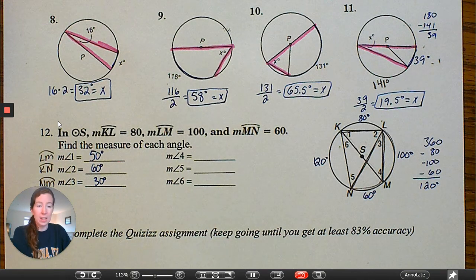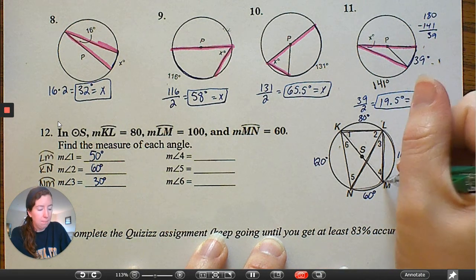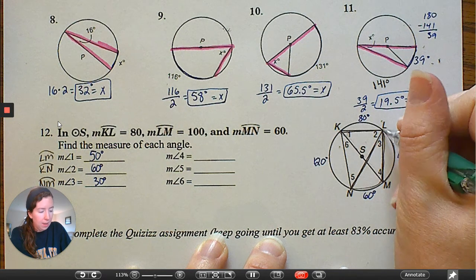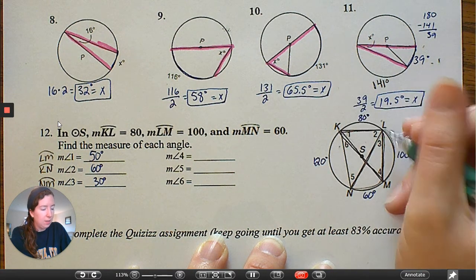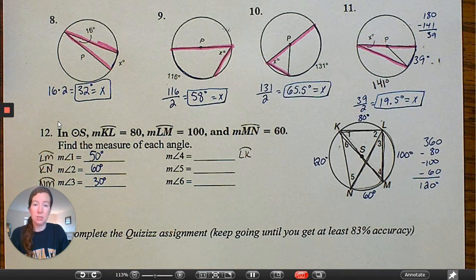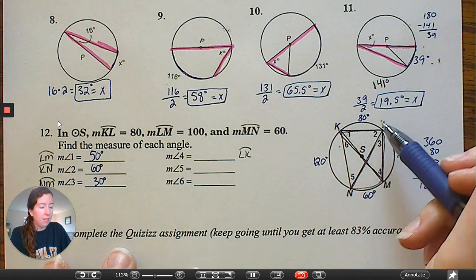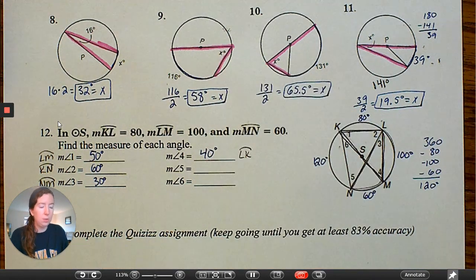All right, looking down at angle 4. Angle 4 starts down here at vertex M. It goes up to L and up to K. So LK is its intercepted arc. Arc LK has a measure of 80 degrees, so half of that is 40, so that's the measure of angle 4.